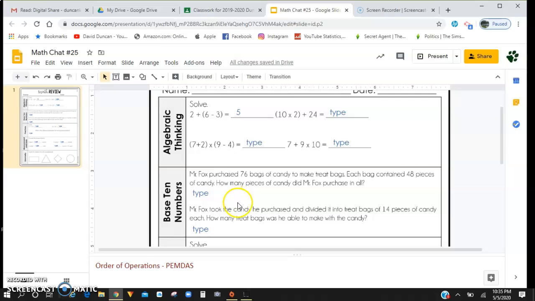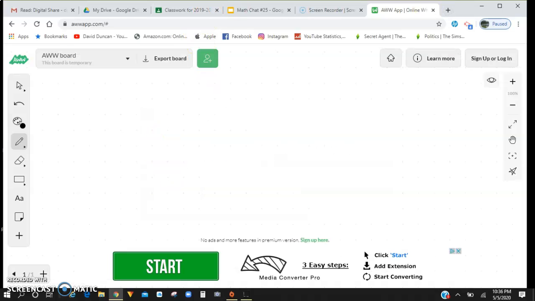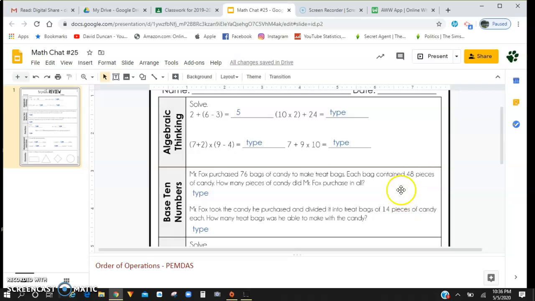Down here in base 10 numbers, it's giving you 2 number stories. I'll help you out with the first one. Mr. Fox purchased 76 bags of candy to make treat bags. Each bag contained 48 pieces of candy. How many pieces of candy did Mr. Fox purchase in all? We know that he purchased 76 bags of candy, and each bag contained 48 pieces. To solve that, I am going to do the turtle head method to multiply those two numbers.